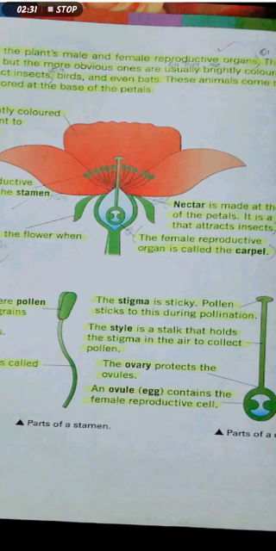The swollen part is called the ovary. The ovule is present inside the ovary and the ovary protects the ovule. It is the ovule that contains the female reproductive cells called eggs.